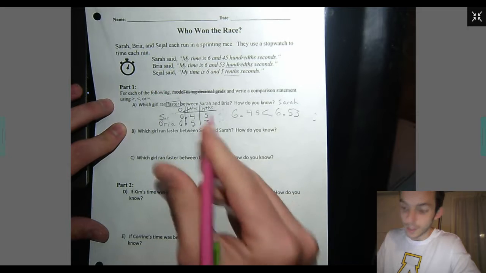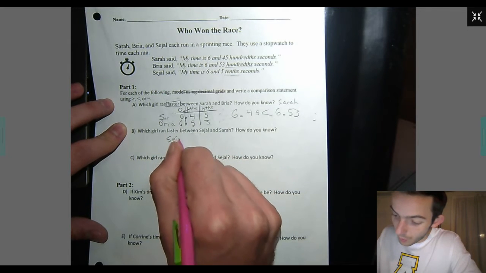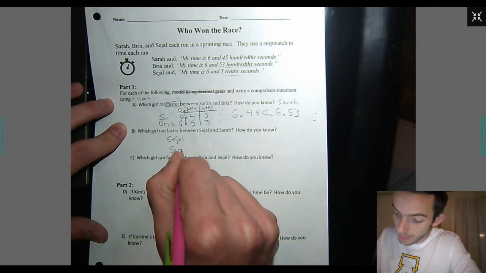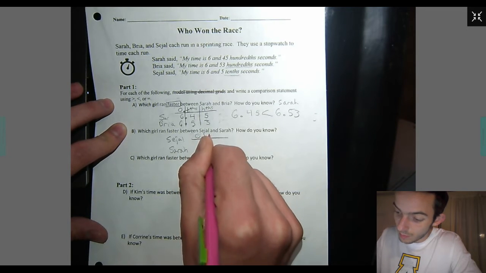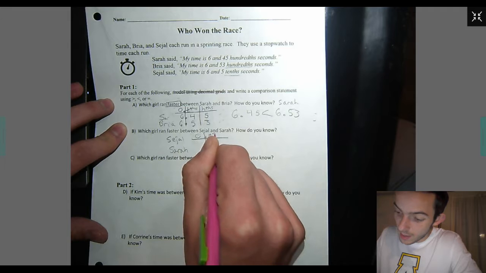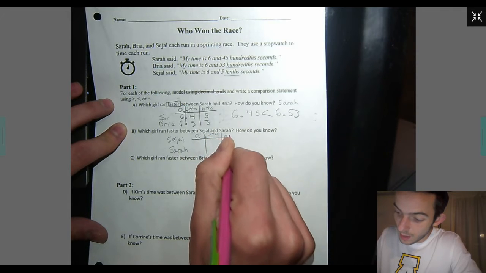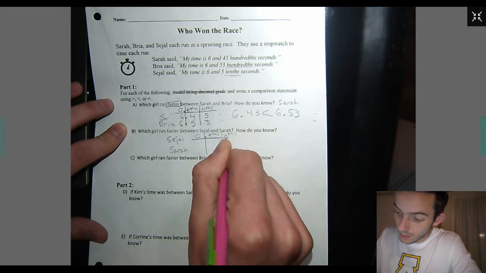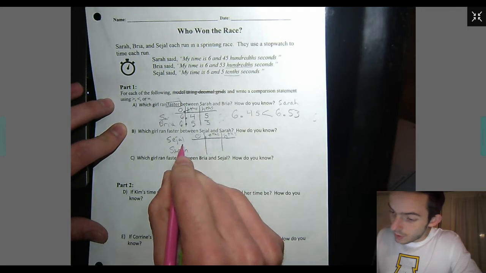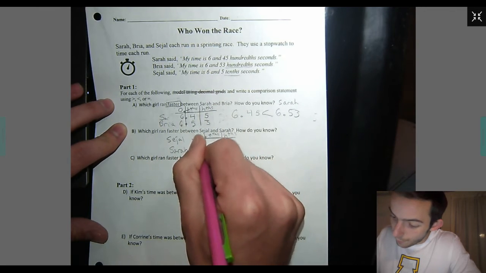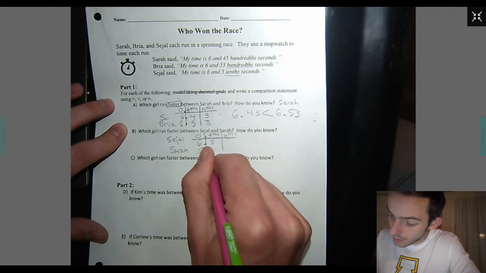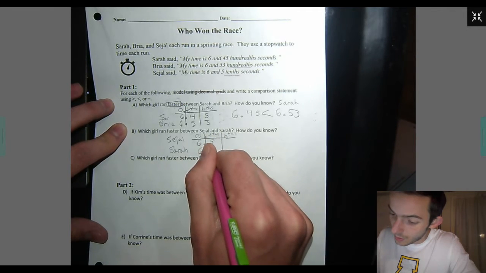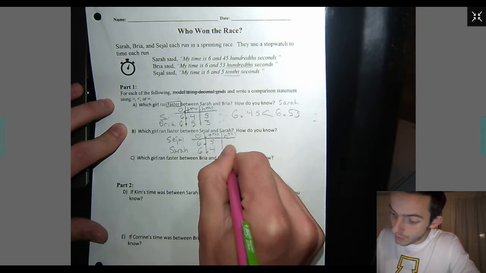Now between Sejal and Sarah, same thing as before. Write out your names. Place value chart. This is very important for kids to get very good at writing this out. Tenths, hundredths. Let's see, Sejal's time, 6 and 5/10 versus 6, and Sarah's still 45 hundredths.